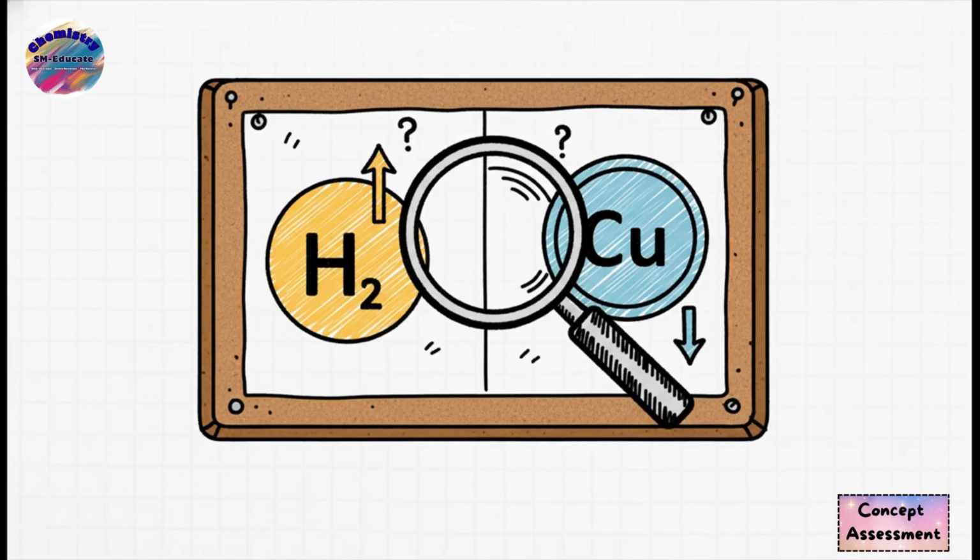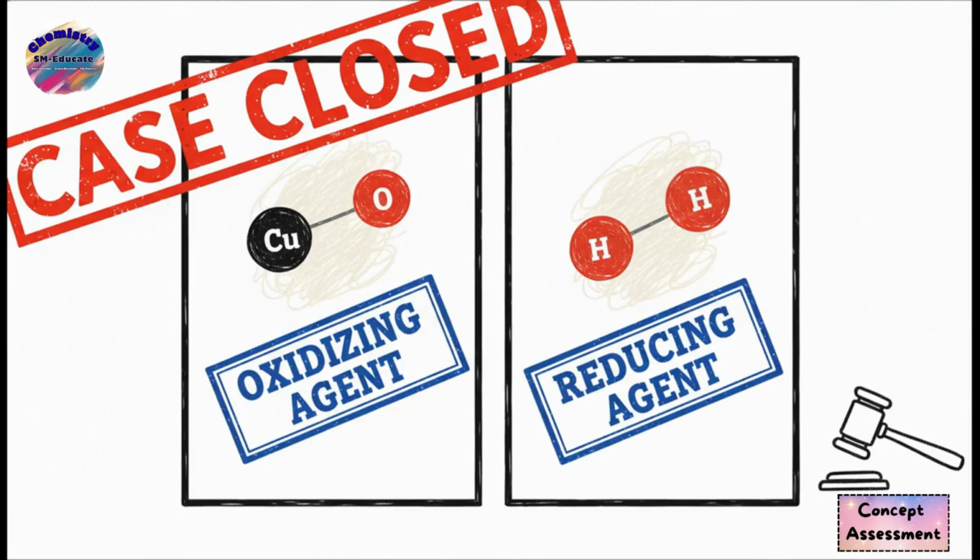Okay, this is the moment of truth. We have all the evidence we need. We know who is oxidized, we know who is reduced. Now all we have to do is connect that back to our definitions and officially name our agents. And here's our verdict. Since the copper in CuO was reduced, that means the entire CuO compound is the thing that caused hydrogen to be oxidized, and that makes CuO our oxidizing agent. And since the H2 molecule was oxidized, it's the one that caused copper oxide to be reduced, so H2 is our reducing agent. Case closed.